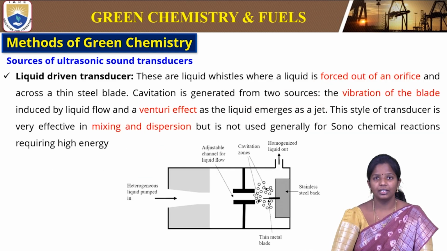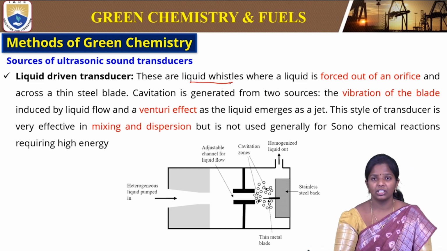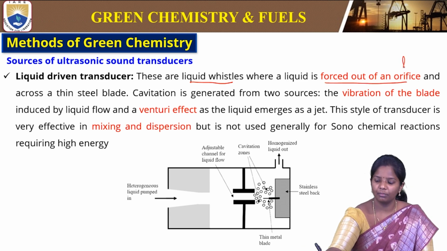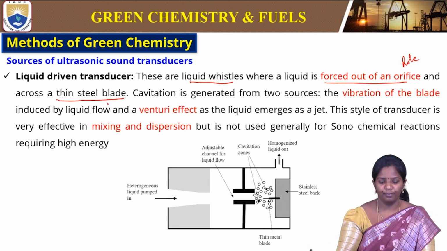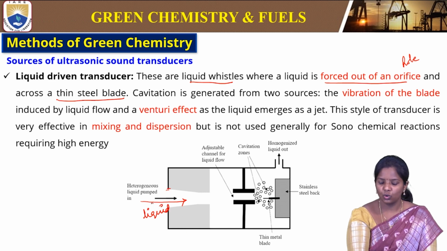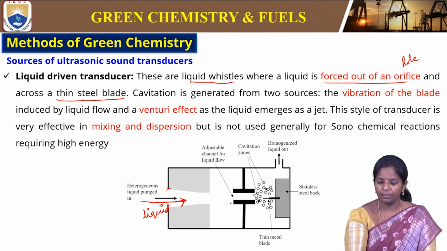If we go into detail, liquid driven transducers are liquid vessels where a liquid is forced out of an orifice, which is nothing but a hole, and across a thin steel blade. So what happens? We are sending liquid through this orifice. Once the liquid passes through this orifice, there are some steel blades present here, stainless steel blades. This is the steel blade.